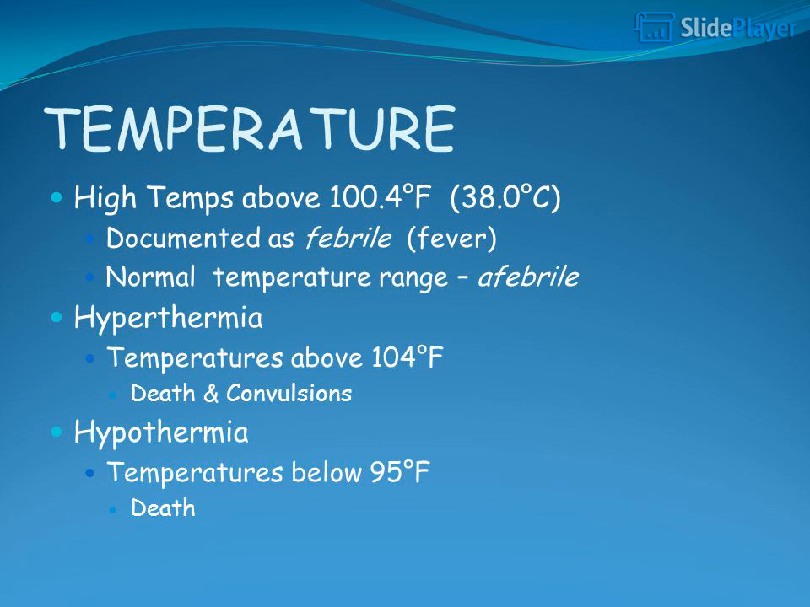Hyperthermia: temperatures above 104 degrees Fahrenheit can cause death and convulsions. Hypothermia: temperatures below 95 degrees Fahrenheit can cause death. Pyrexia, aka fever, is caused by an infection or injury. Death occurs if body temp drops below 93 degrees Fahrenheit. Fever equals body temp of 101 degrees Fahrenheit rectally.